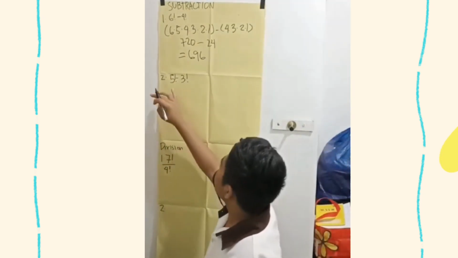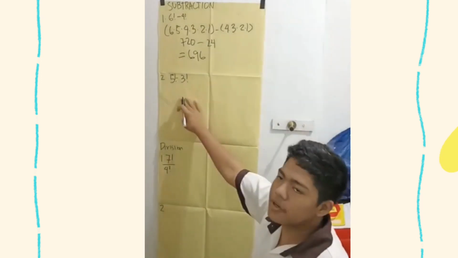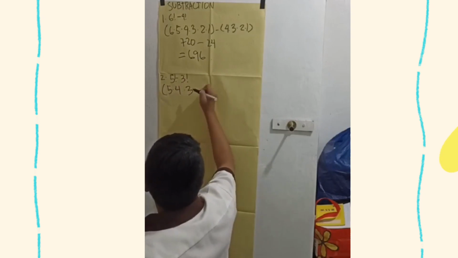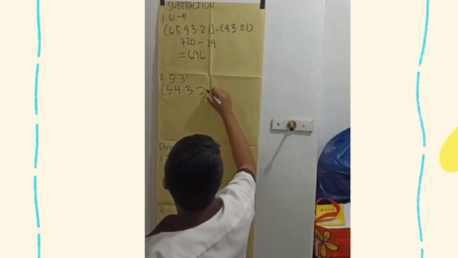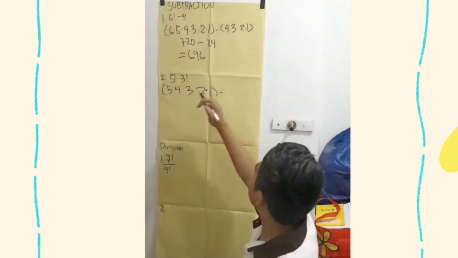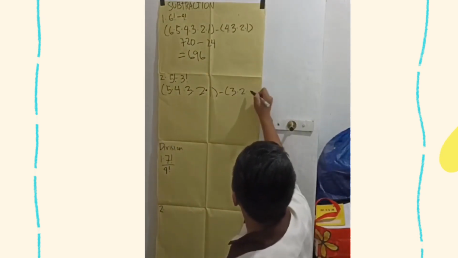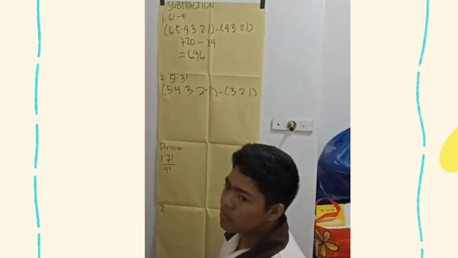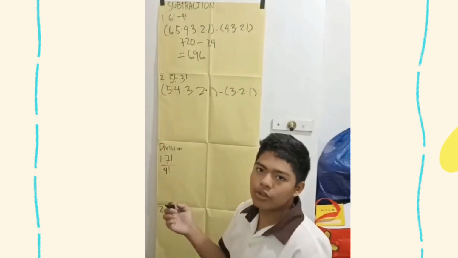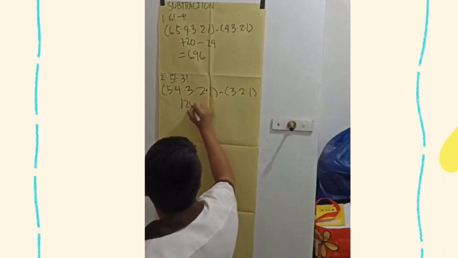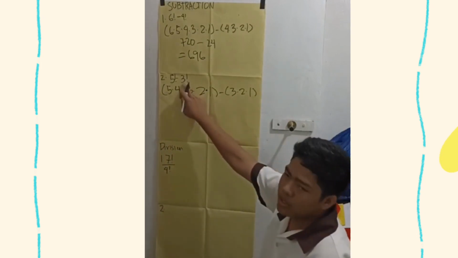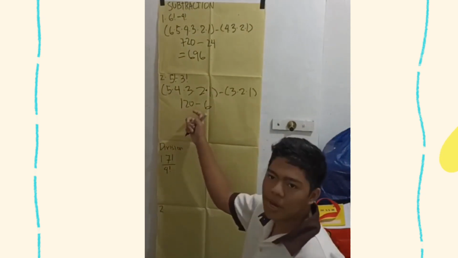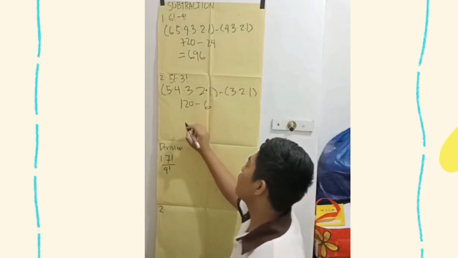Ito, pangalawang example. 5 factorial minus 3 factorial. First, expand natin itong 5 factorial: 5 times 4 times 3 times 2 times 1, minus 3 factorial, so 3 times 2 times 1. 5 factorial is equal to 120. What is 3 factorial? 3 factorial is equal to 6. So, 120 minus 6 is equal to 114.